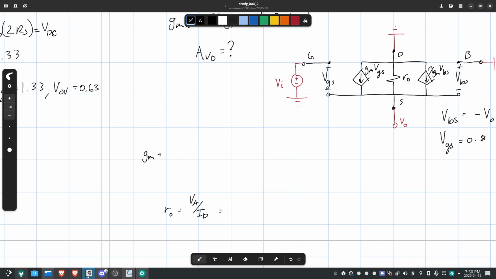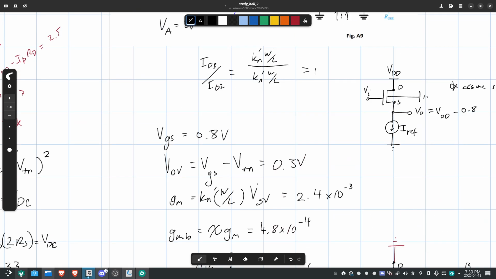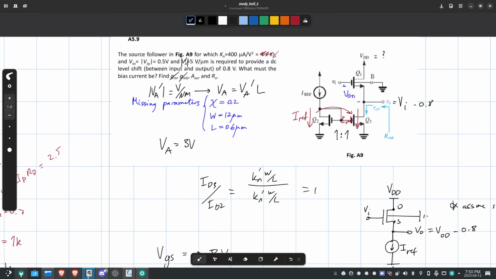So we know from our formula sheet, we have a formula here, square root 2kn apostrophe. Well, we could just use a regular formula, right? ID is equal to half, need to remember that, W over L VOV squared. We have all of these numbers. 0.5 times Kn, this is Kn apostrophe.